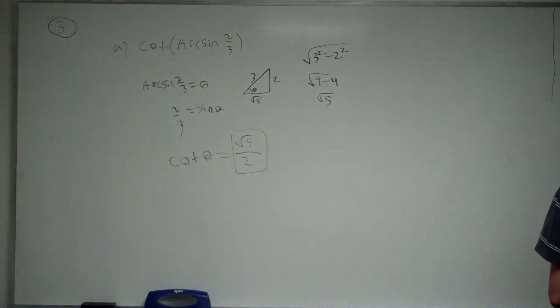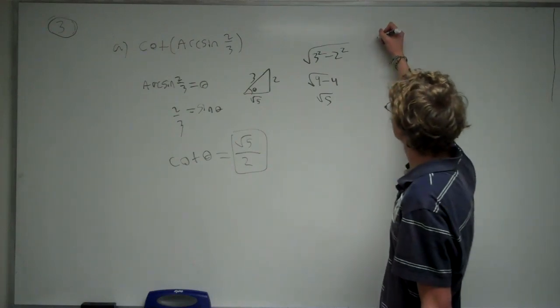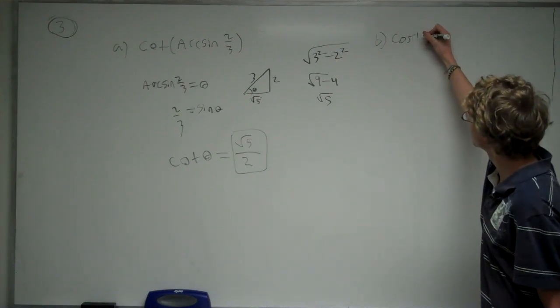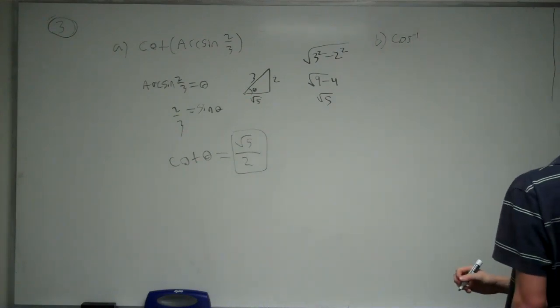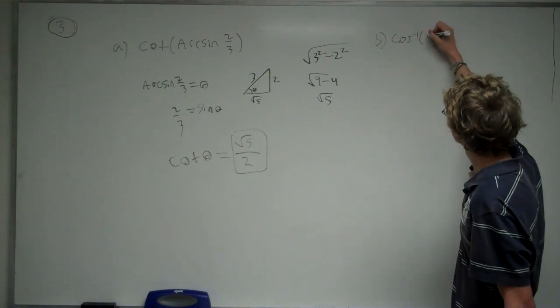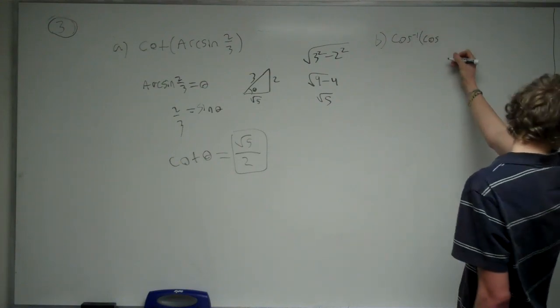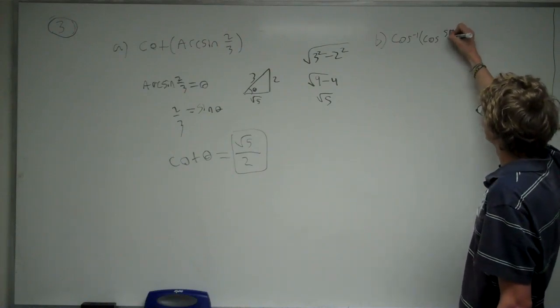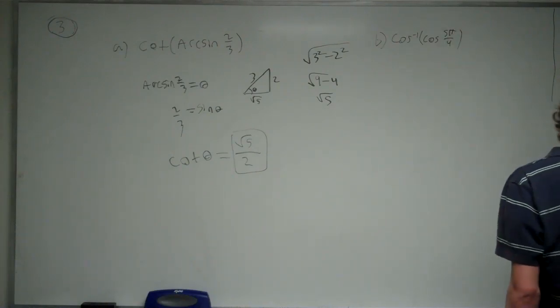Now part B reads, the inverse cosine of the cosine of 5 pi over 4.